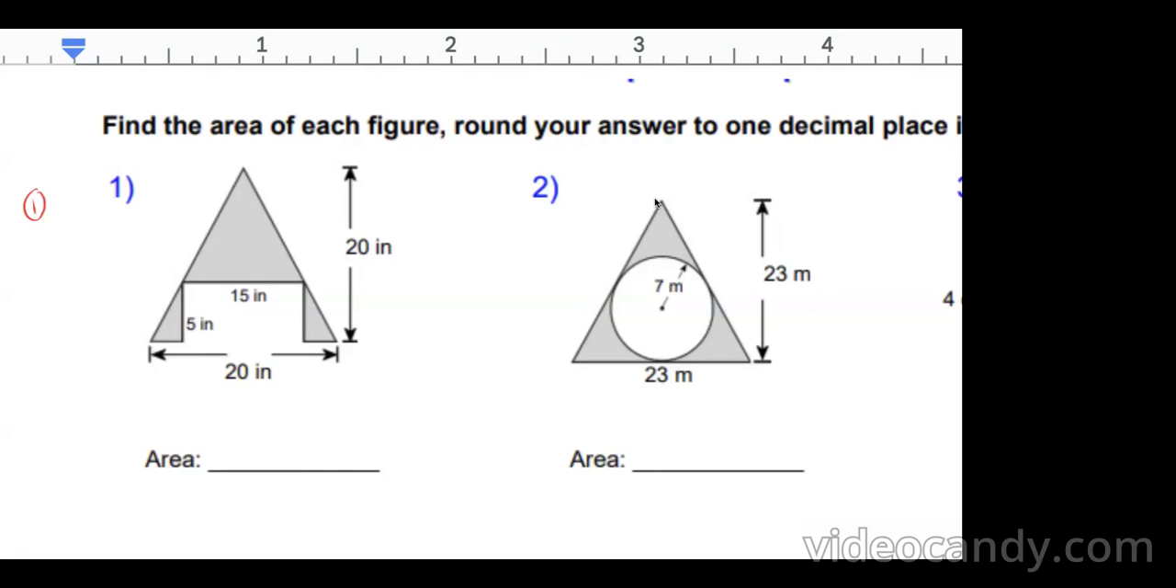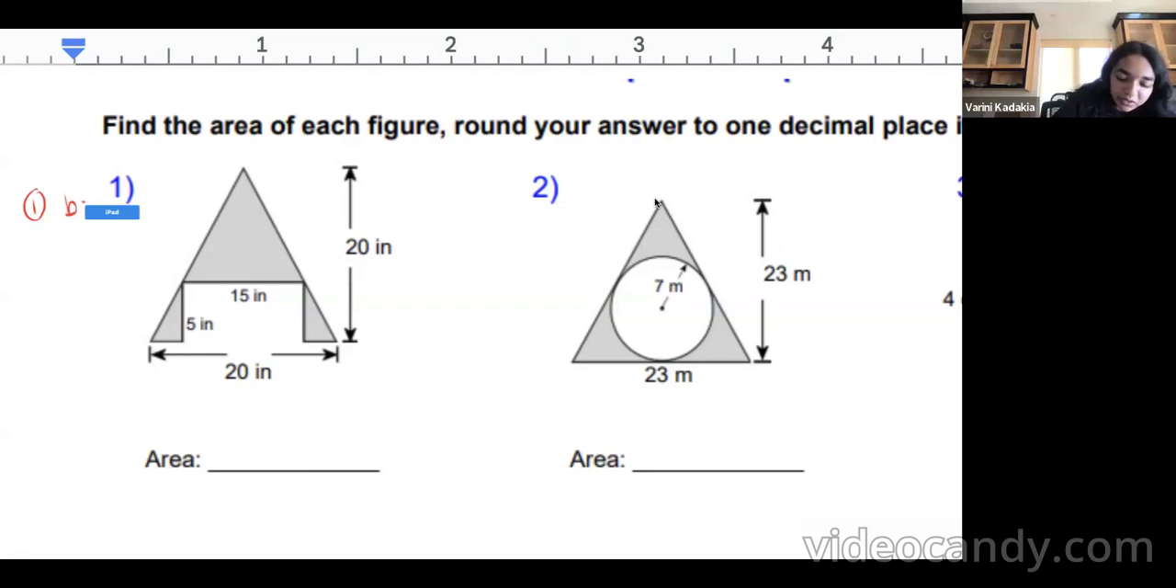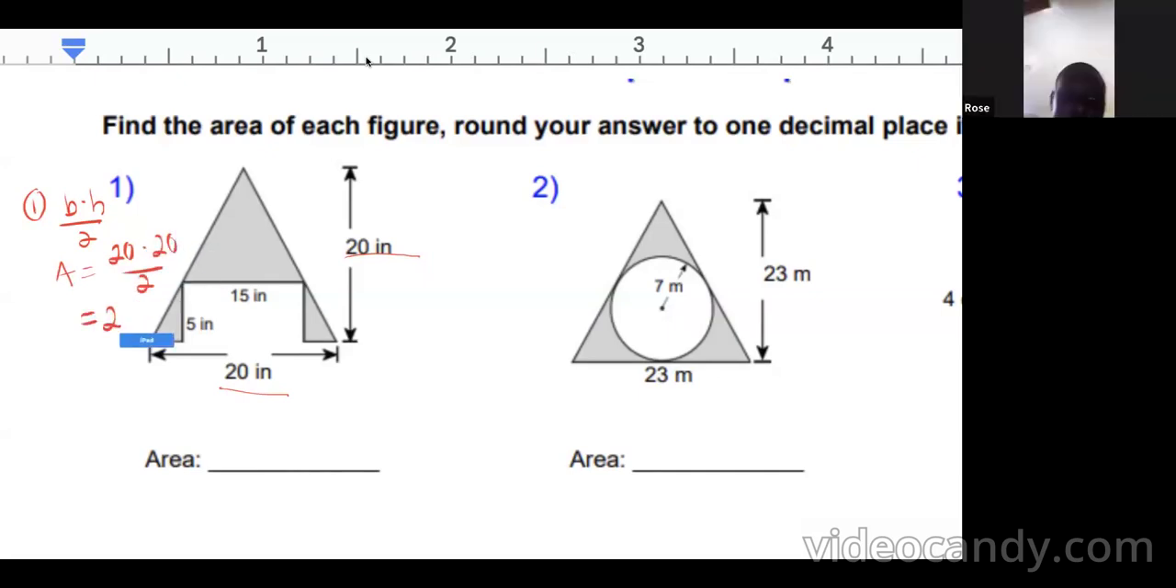B times H divided by 2. Yeah, so we have B times H divided by 2. In this case, our base is given as 20, and our height is also given as 20. So the area of our triangle is going to be 20 times 20 divided by 2, or 200.